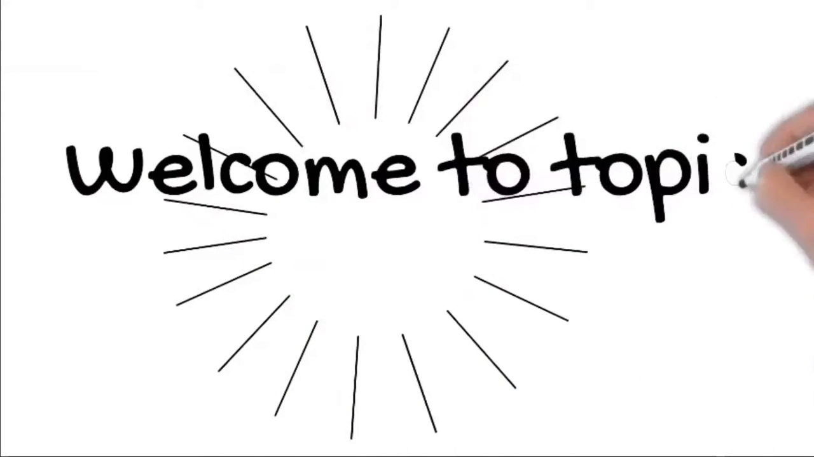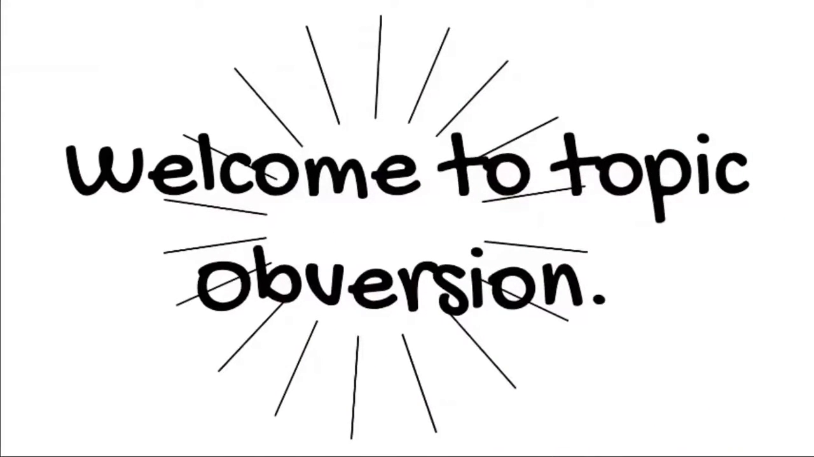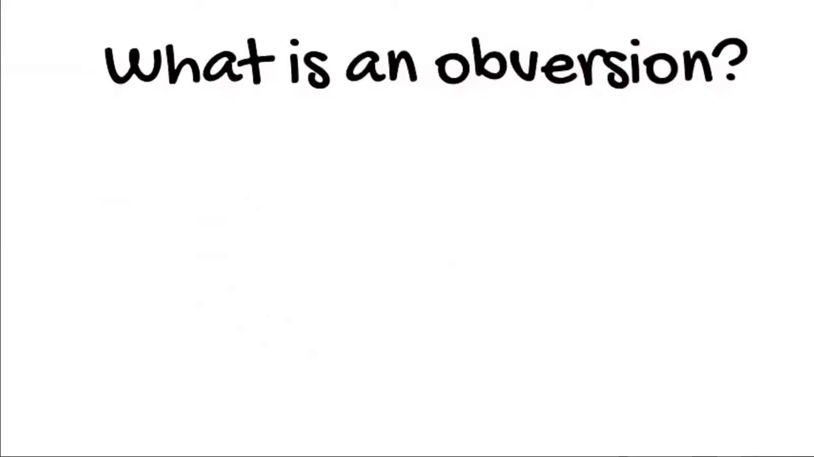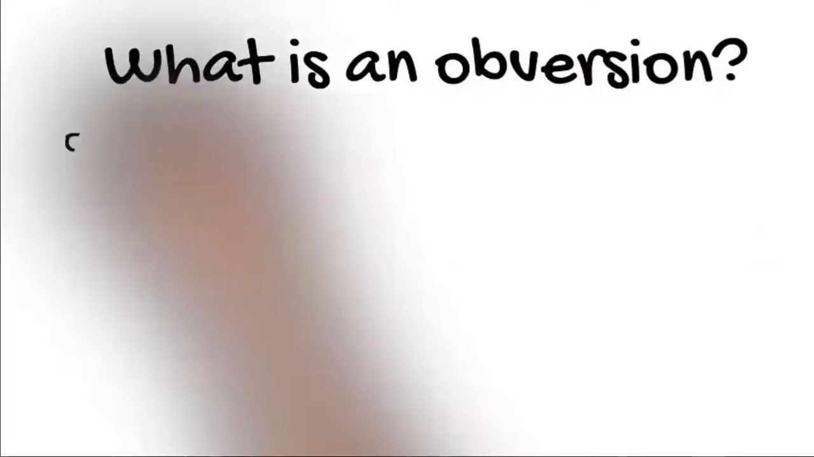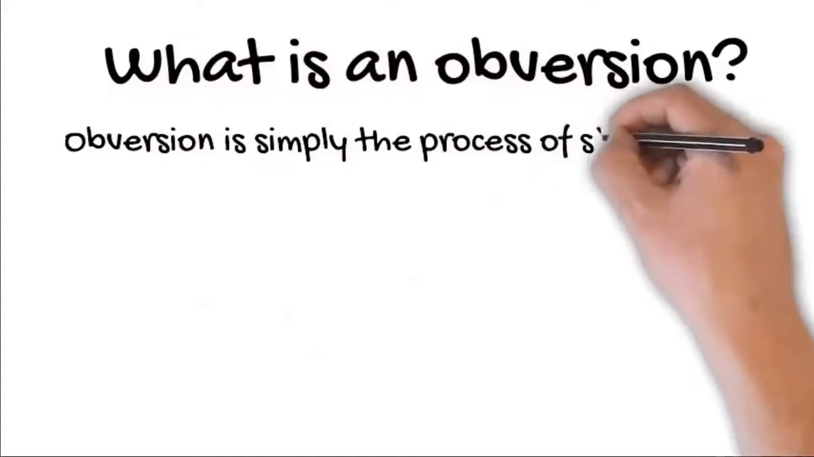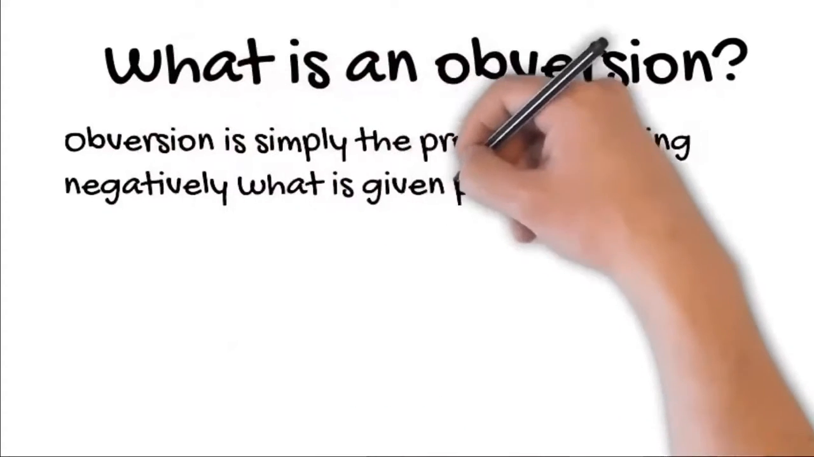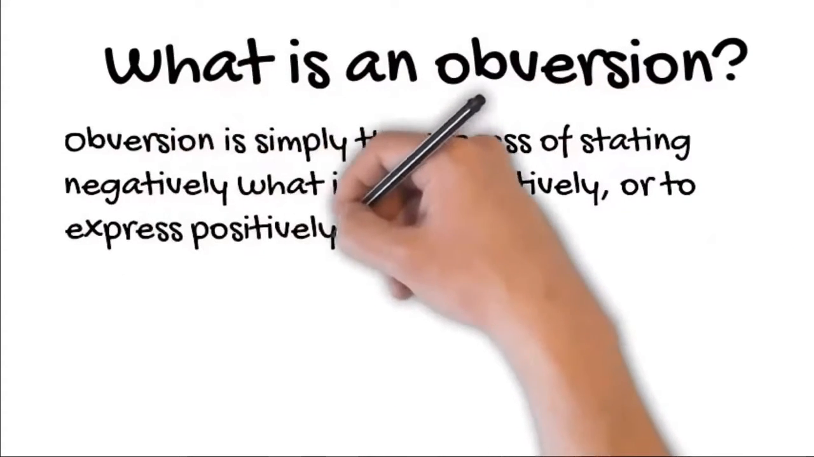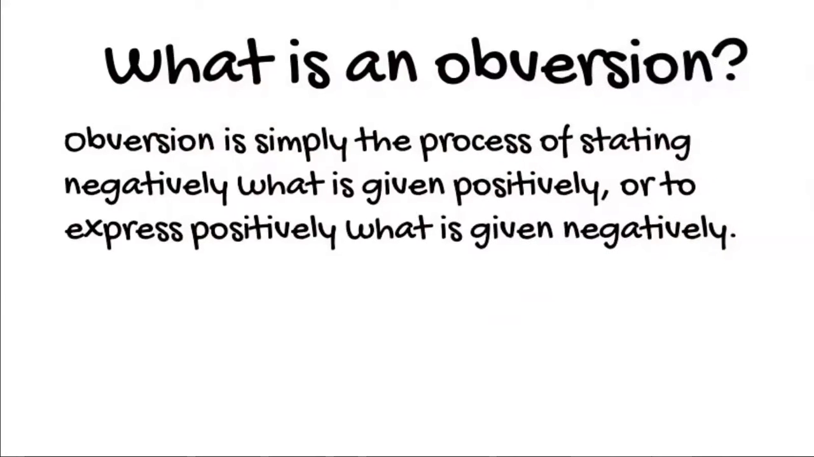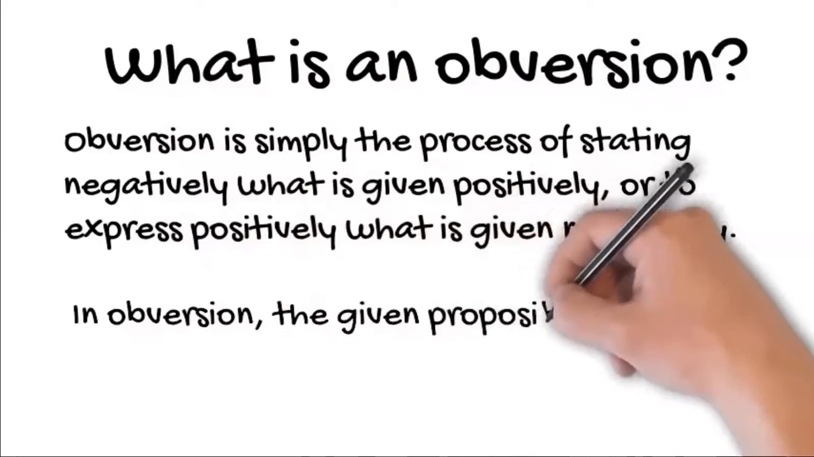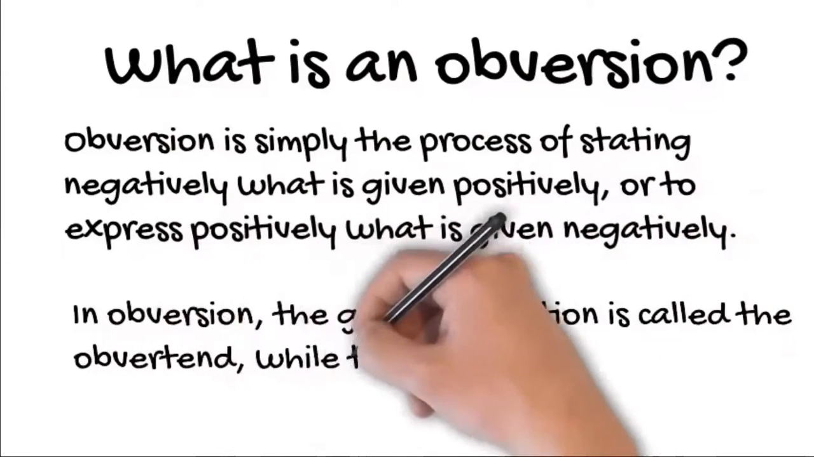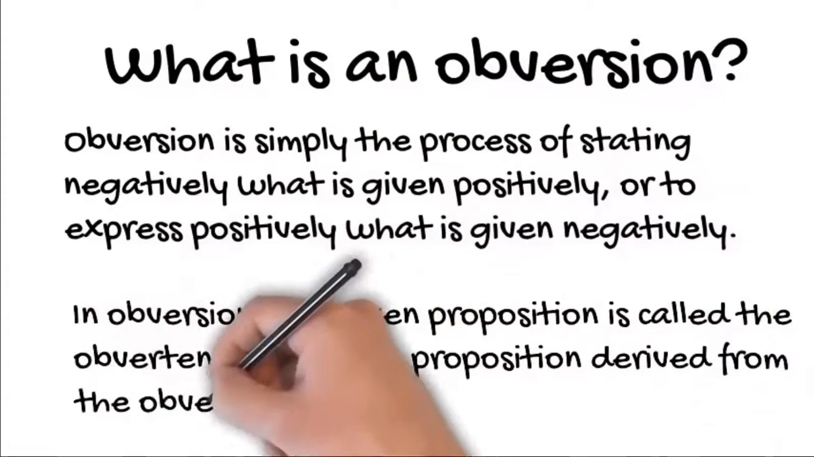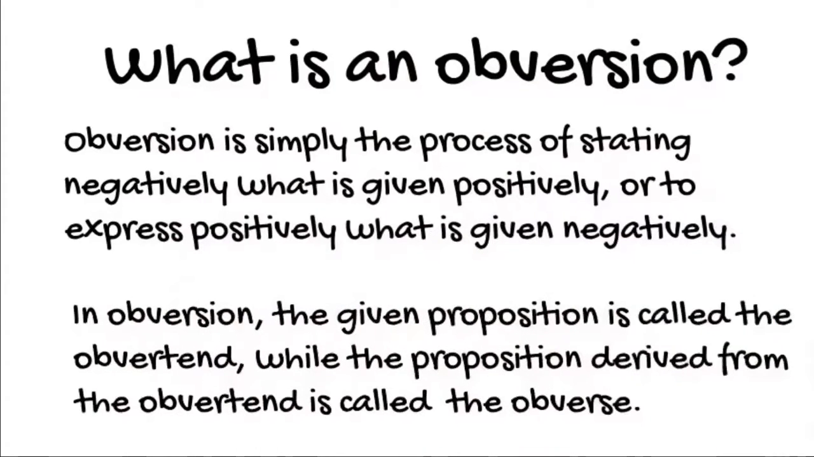Hi! Welcome to this video on obversion. To begin with our discussion, we will define what is obversion first. Obversion is simply the process of stating negatively what is given positively, or to express positively what is given negatively. In obversion, the given proposition is called the obvertend, while the proposition derived from the obvertend is called the obverse.